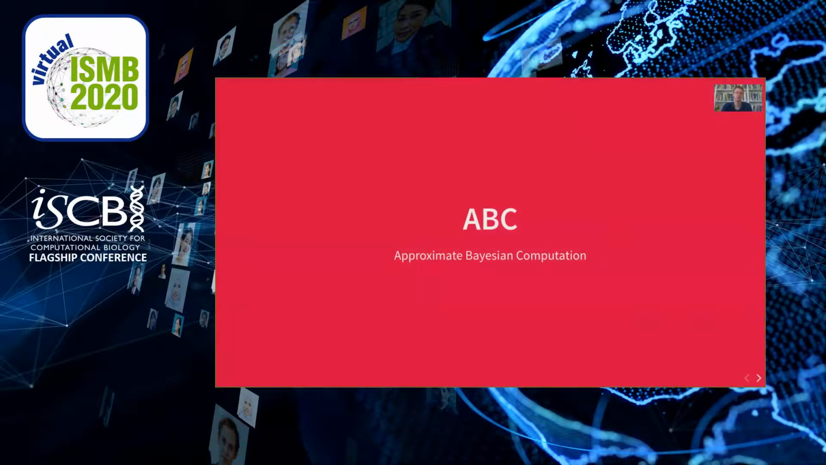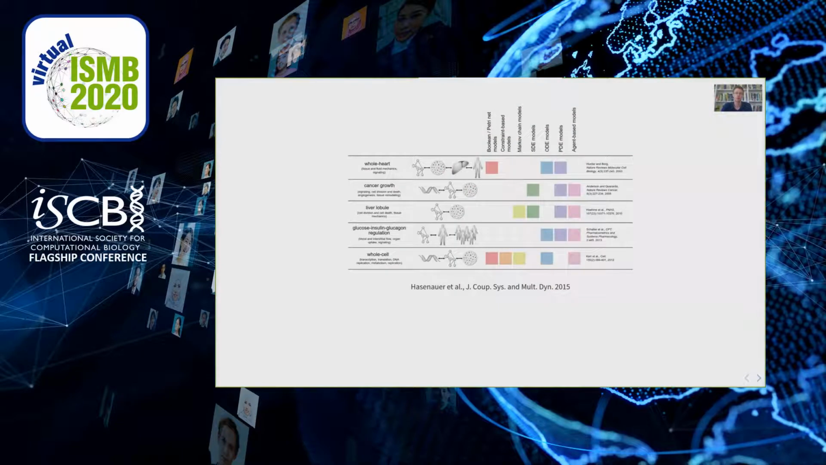To set the stage, what is actually ABC? Approximate Bayesian computation. In my group, we often consider mechanistic models of biochemical processes, using, for example, Markov jump processes, SDEs, or agent-based models. These models typically depend on unknown parameters which we need to infer from available data.